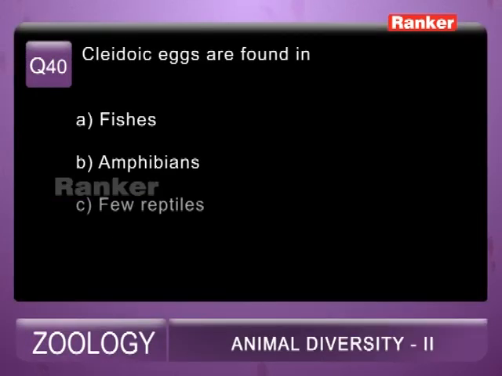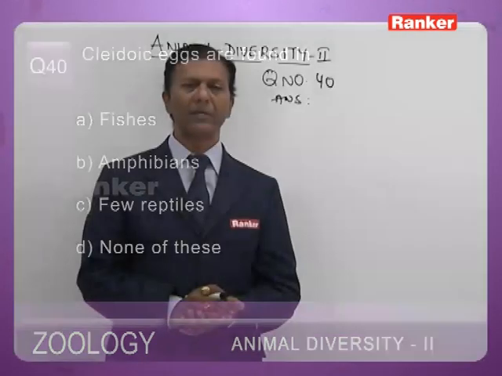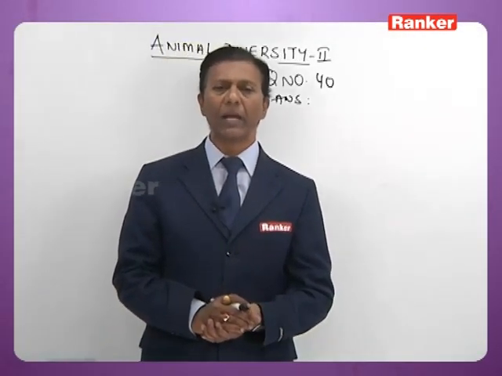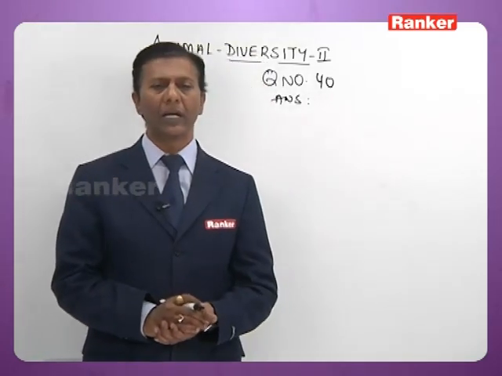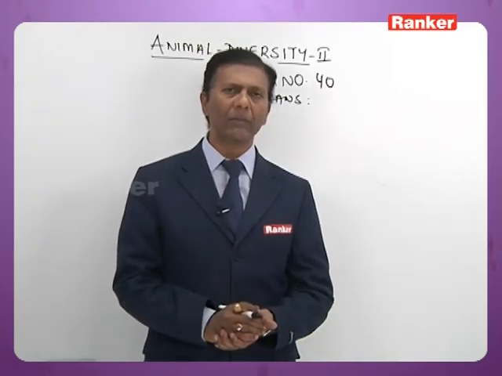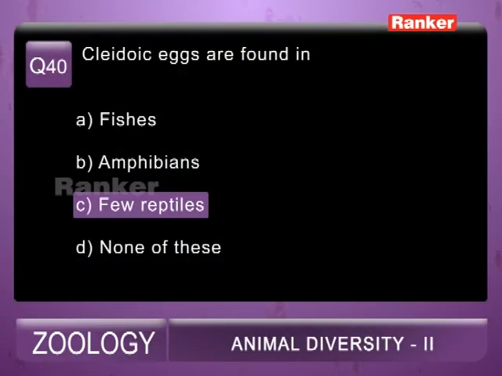Now 40th question here now. I shall read the question for you. Cleidoic eggs are found in A. Fish, B. Amphibia, C. A few reptiles, D. None of these. Shelled eggs are known as cleidoic eggs, you know. They are noticed for the first time in reptiles. Amphibians and birds, both of them, the eggs are cleidoic. So among these options, correct answer is reptile. So C is the correct answer for 40th question.